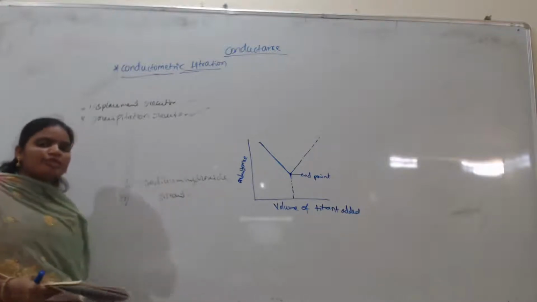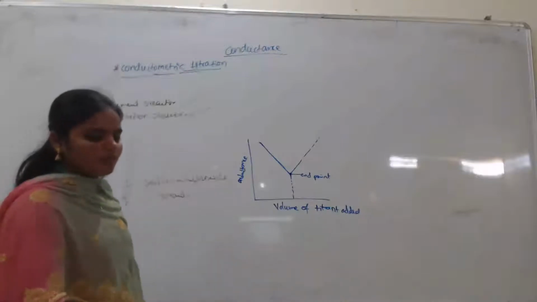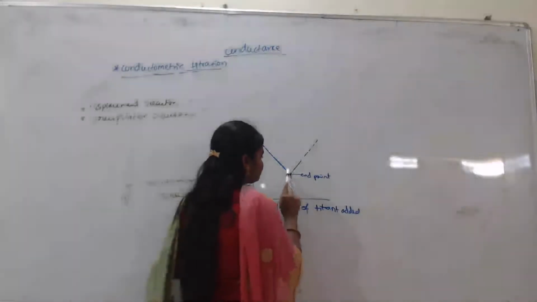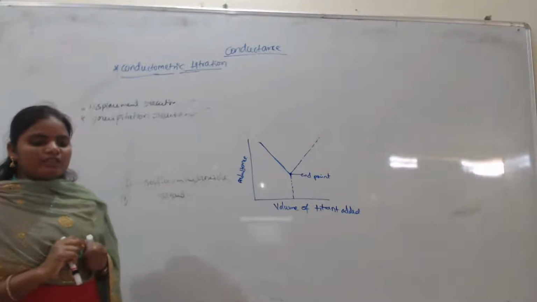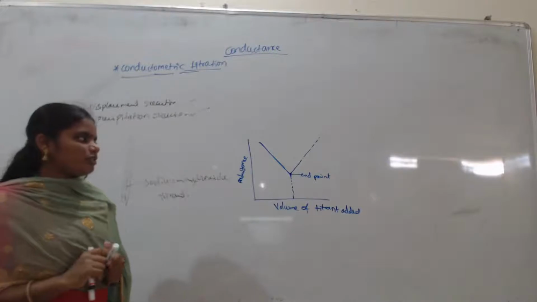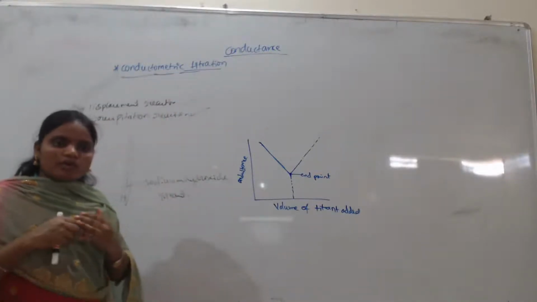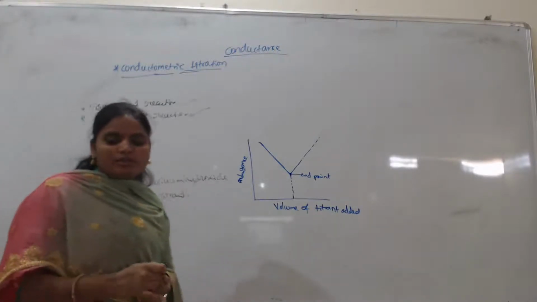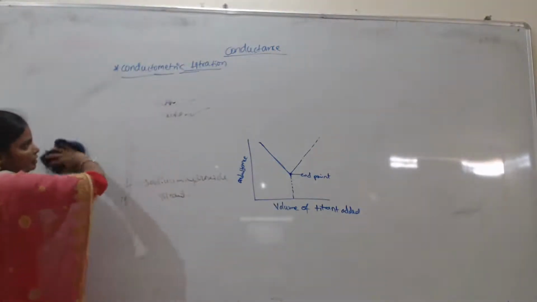When you obtain the equivalence point, the solution is neutralized. You get this point, the equivalence point, and the solution is neutralized, and the nature of graphs is obtained in certain types of titration, that is, conductometric titration. There are four conductometric titrations. We discuss the four conductometric titrations one by one.